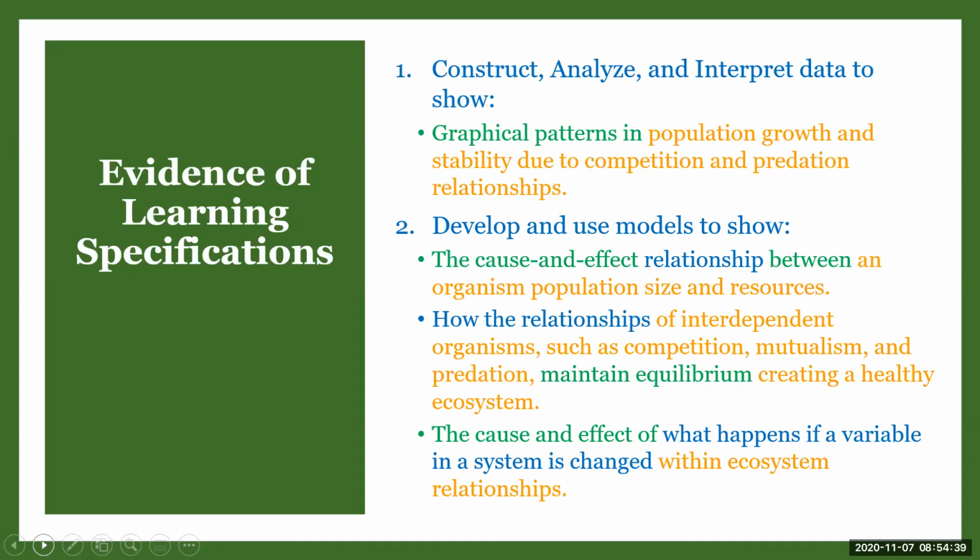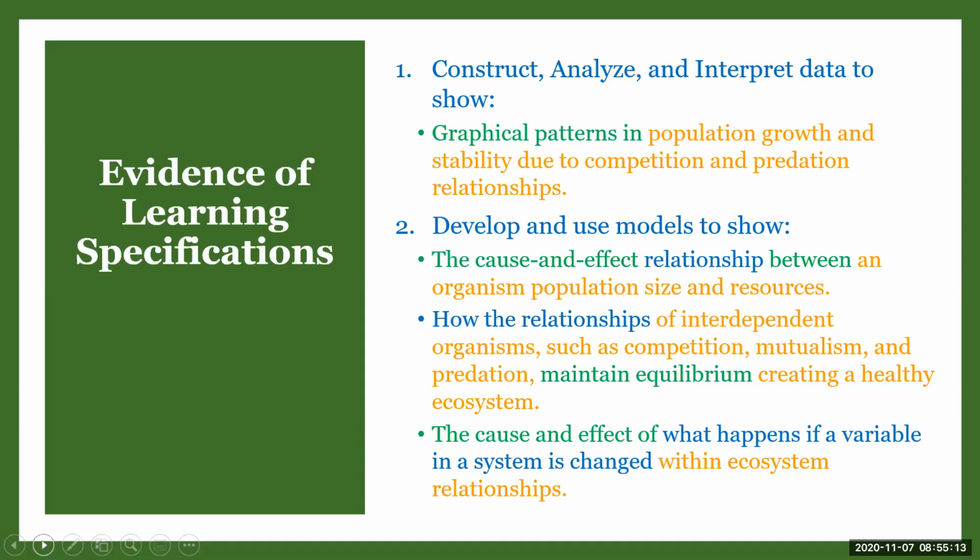So our evidence of learning specifications for instructional sequence 1 in Unit 2 is to construct, analyze, and interpret data to show graphical patterns in population growth and stability due to competition and predation relationships. So here we want them to graph some competition and predation relationships. Then we want them to develop and use a model to show the cause and effect relationship between an organism's population size and the resources. In addition, that model should show how the relationships of interdependent organisms maintain equilibrium, creating a healthy ecosystem.